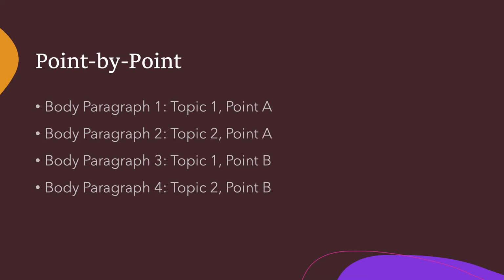Now the point-by-point method groups by points. So body paragraph 1 would be topic 1, point A. Body paragraph 2 would be topic 2, point A. Body paragraph 3 would be topic 1, point B. And then body paragraph 4 is going to be topic 2, point B. Still only discussing one topic and one point per paragraph.